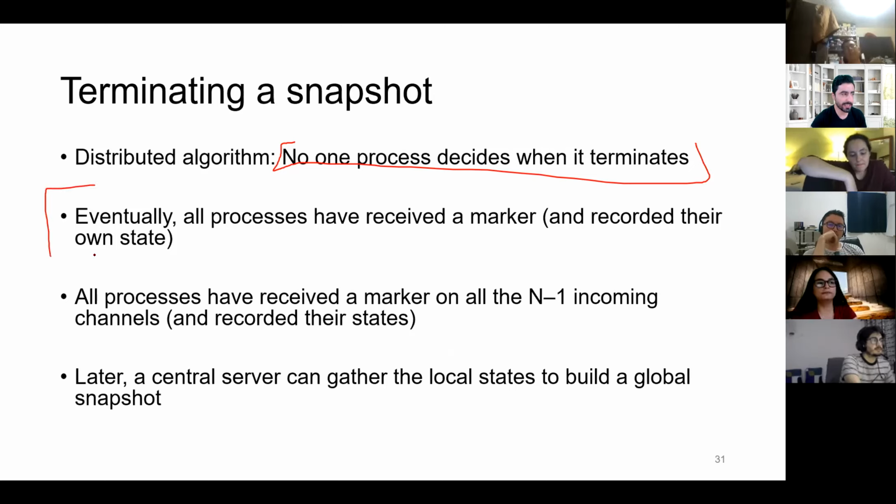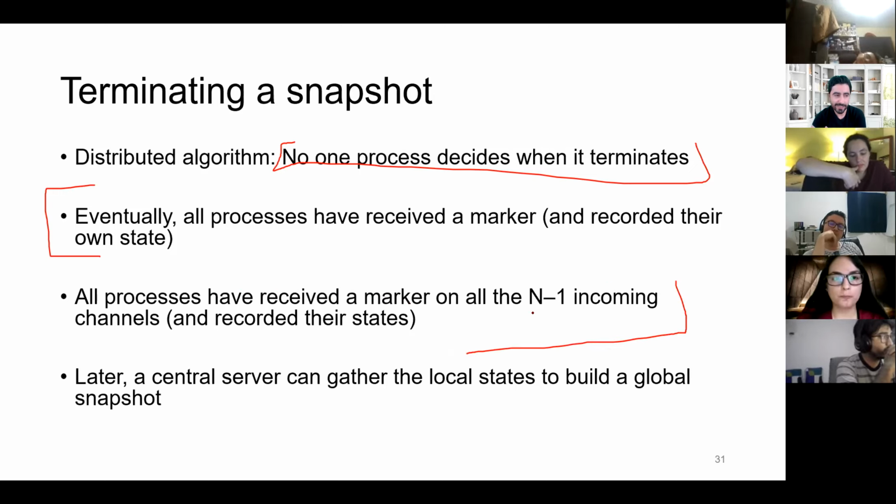Of course, there are cases of corrupted network messages, network failure, process failure. We're going to cover those inconsistencies later. Eventually, all processes have received a marker on all the n-1 incoming channels. If you have 10 processes, you have received markers from all these 9 incoming channels.